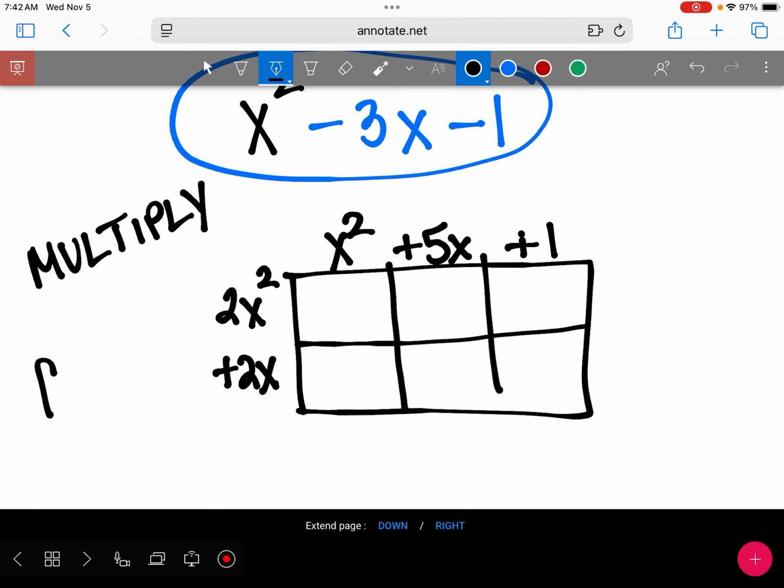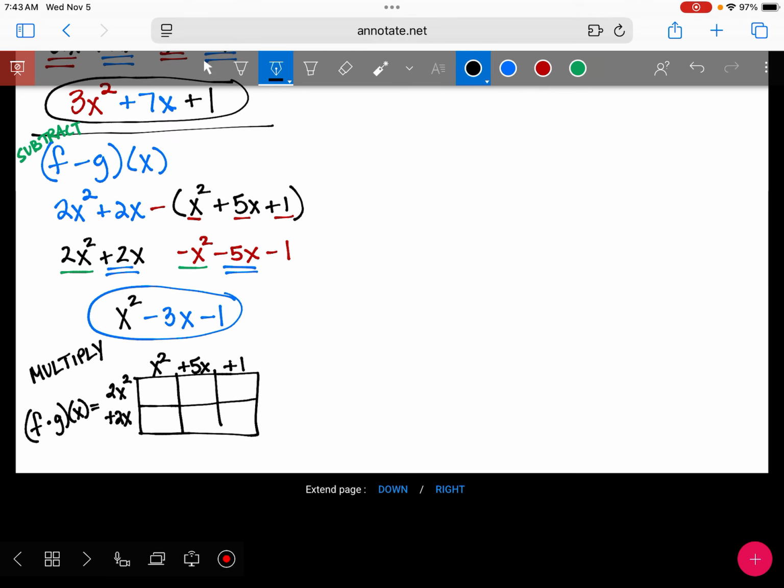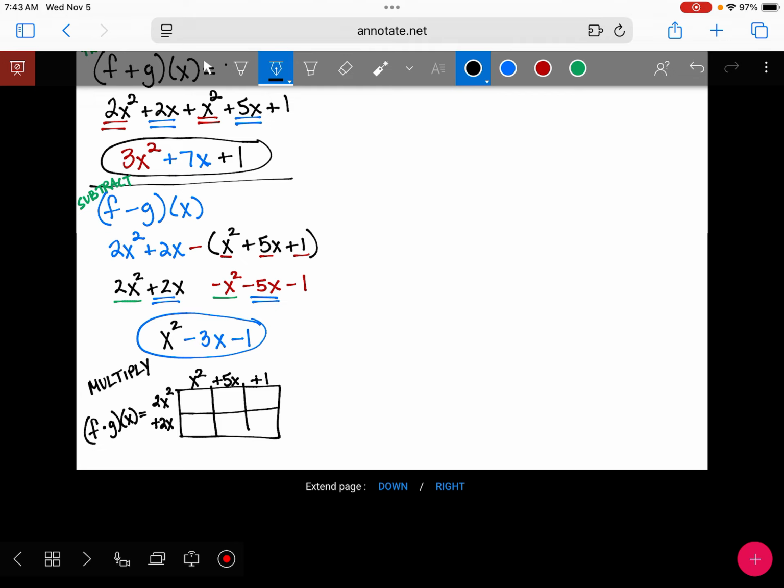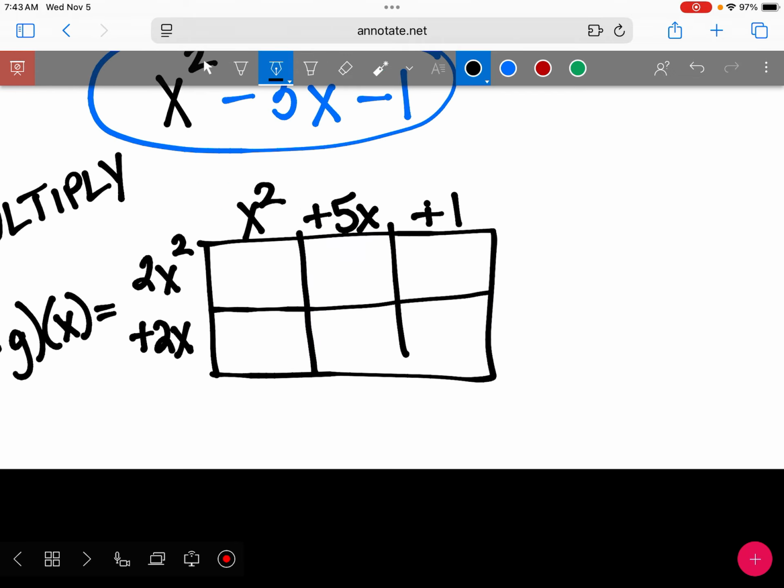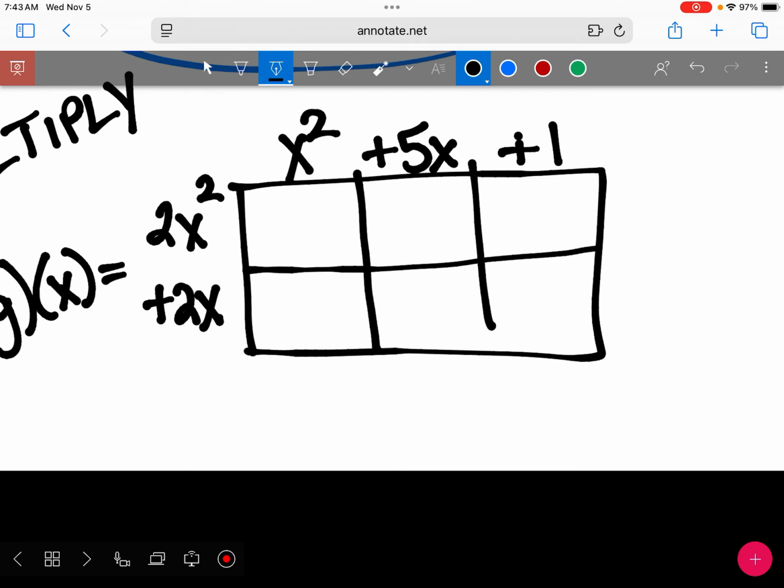So this has 3 answers. Now, you do have an exit ticket on Friday where you'll have to do all 3. You're going to have to add, subtract, multiply, and then tomorrow we'll talk about composition. Let me make sure that I copy down the functions right. x squared plus 5x plus 1, and then 2x squared plus 2x. Okay. All right, go ahead and fill in all 6 squares. Remember, you're adding your exponents.